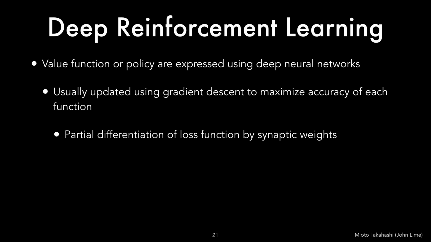The synaptic weights of the neural networks are usually updated using the well-known optimization algorithm, gradient descent, which, as you may already know, takes the partial differentiation of the loss function by the synaptic weights. And this enables each of the neural networks to maximize its accuracy. These types of reinforcement learning algorithms are called deep reinforcement learning.